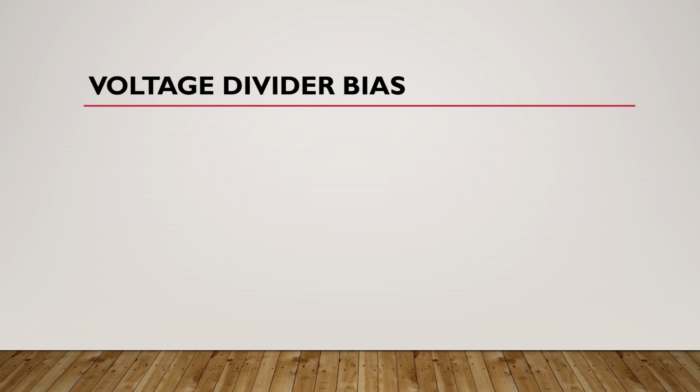Now we will understand voltage divider bias. Suppose we have an n-channel JFET with voltage divider bias. Now this configuration will look like this. The arrow is here. Now this is the drain resistor, here we have the source resistor, and here we have the DC source VDD.